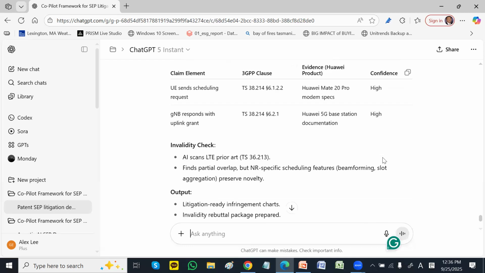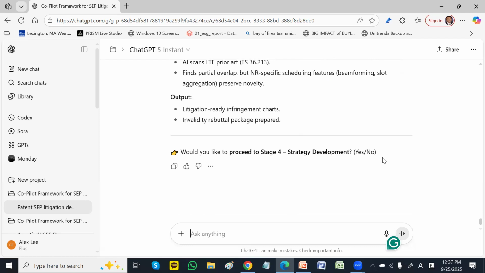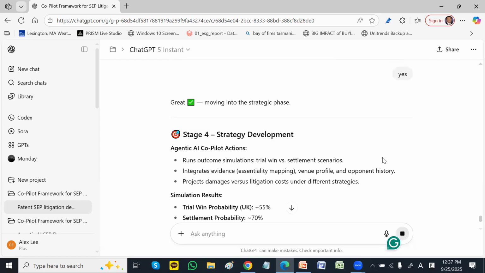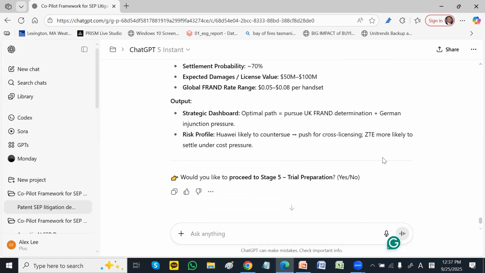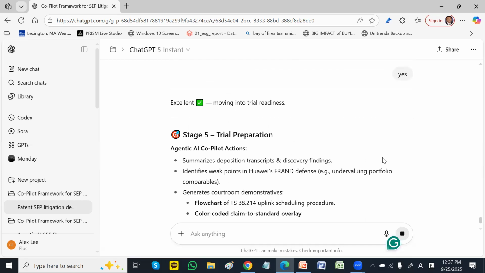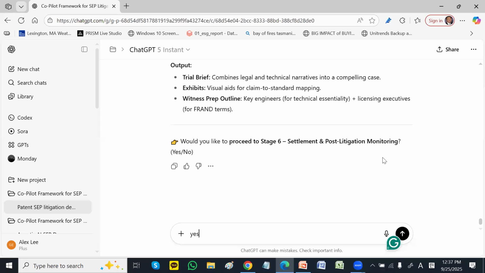So it's basically the same thing as when you are doing essentiality evaluation, very similar, and then it gives you the traditional strategy. But in this case, it's FRAND licensing and FRAND litigation. It gives you a better way to understand the current legal matters and what kind of court decisions there are. So it tries to provide the best option for you to prepare your litigation. And then everything is the same.